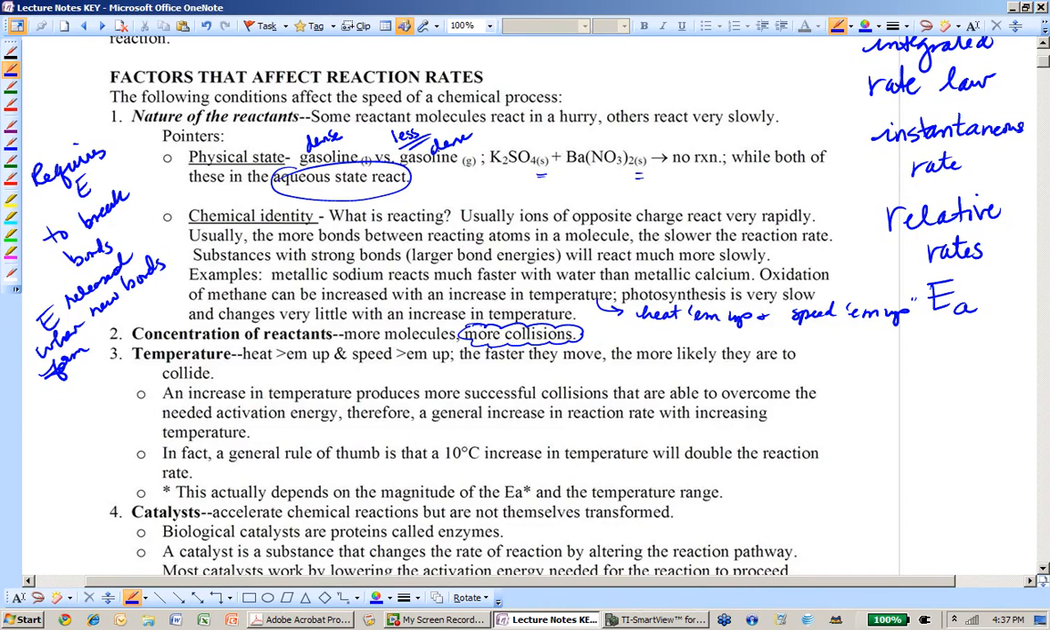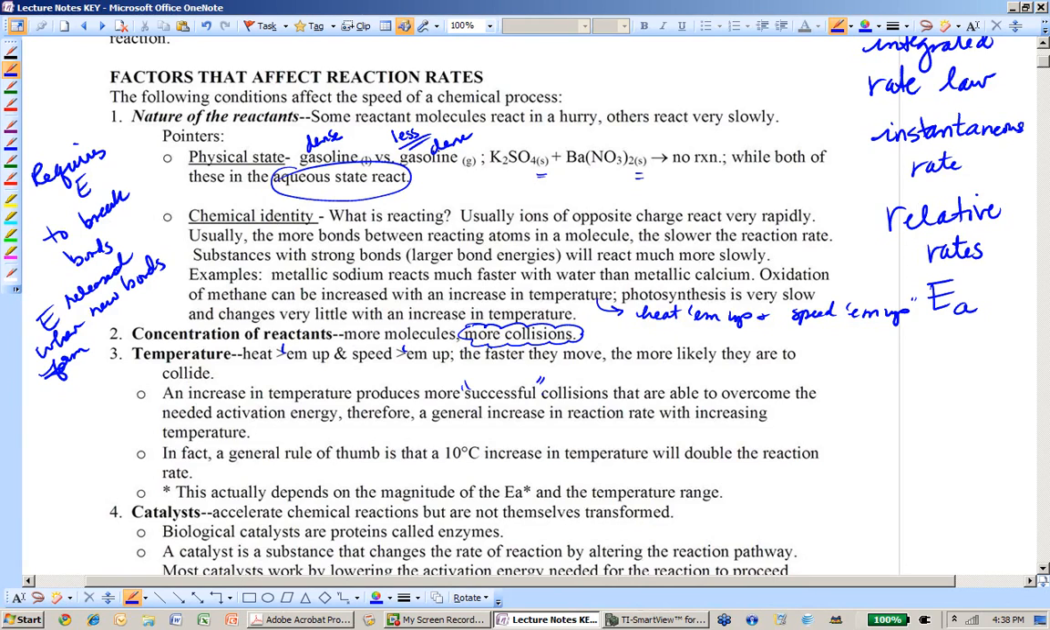A 1 molar solution is way more concentrated than a 0.1 molar solution. Again, with the temperature, heat them up, speed them up. My symbolization is a little messed up there, but I fixed it on your copy on the wiki page if you are getting your notes from there. The faster they move, the more likely they are to collide. If you're walking down the hall at passing period, you're probably still going to bump into somebody because most people don't watch where they're going. But if you're running down a crowded hallway during the passing period, you're going to have way more collisions, perhaps even an injury.